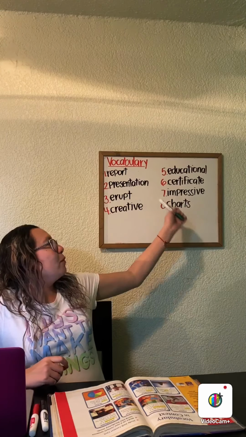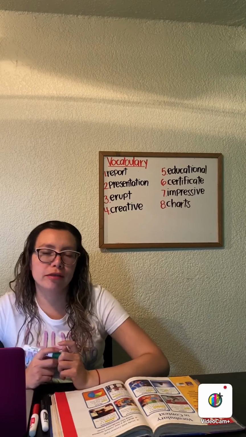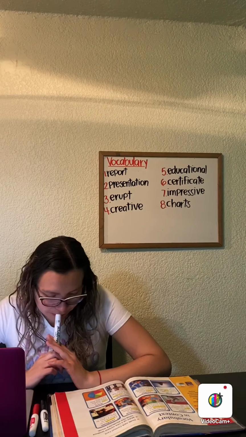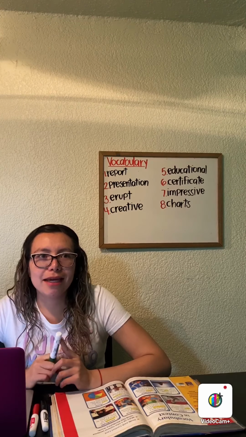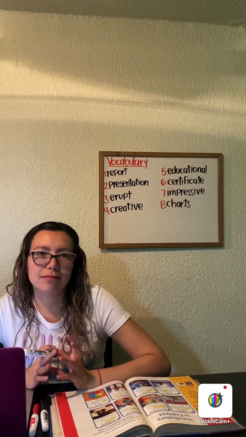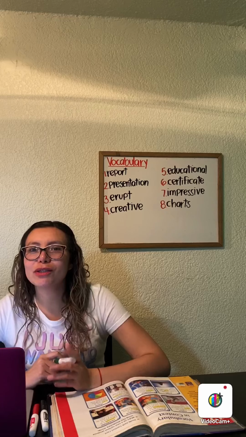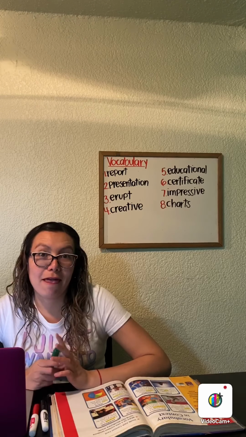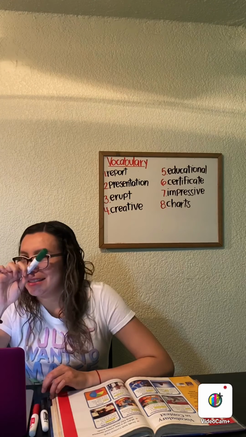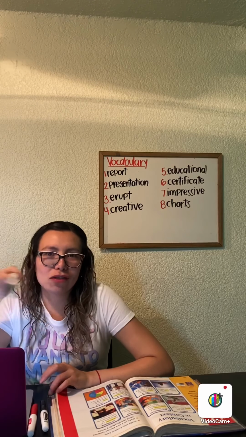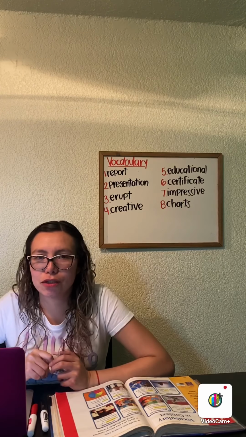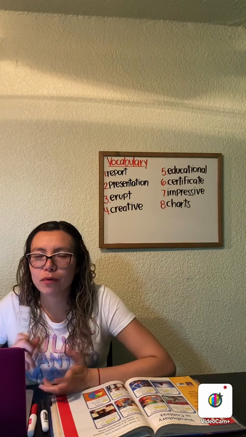And finally, number 8, we have charts. Repeat, charts. A sentence for charts. Tables and diagrams are examples of charts. What's the meaning of chart? Chart means es un cuadro con gráficas que nos dicen estadísticas, como cuando hacemos votaciones. Así. That is a chart. So practice the pronunciation, okay?